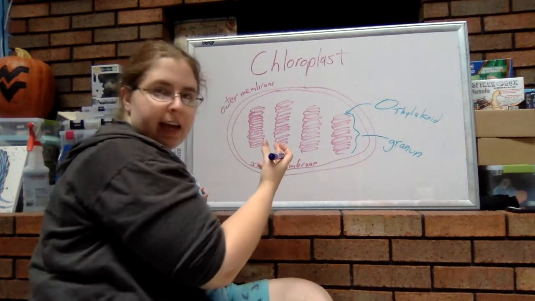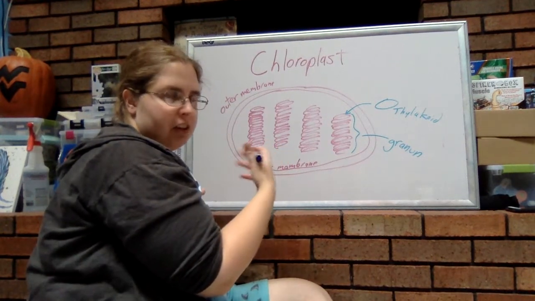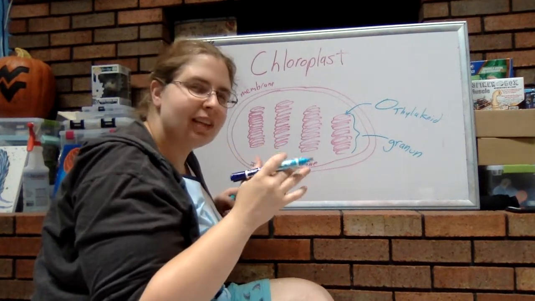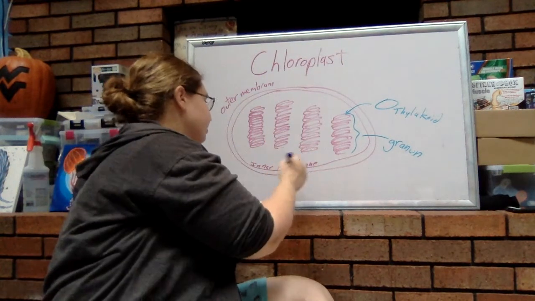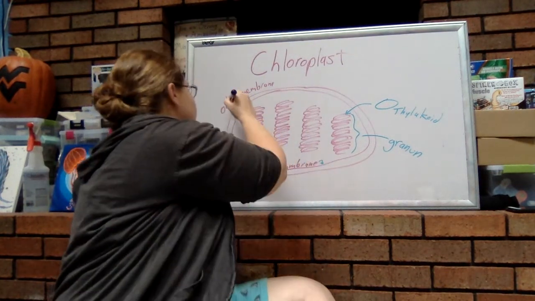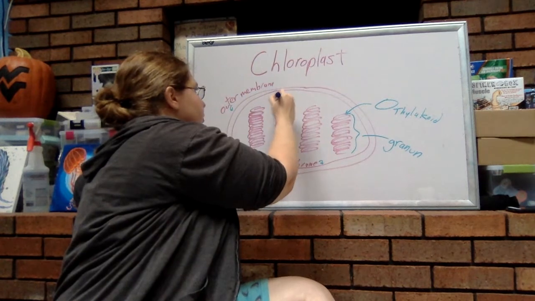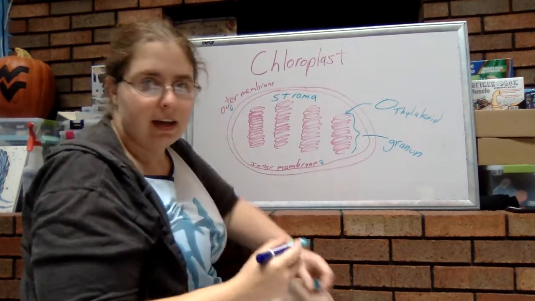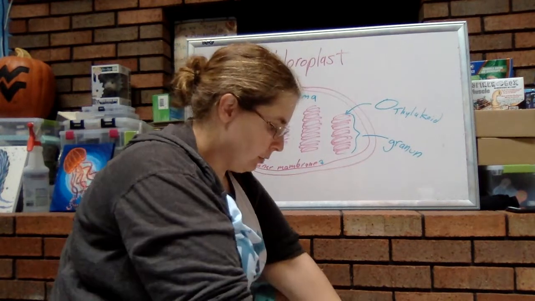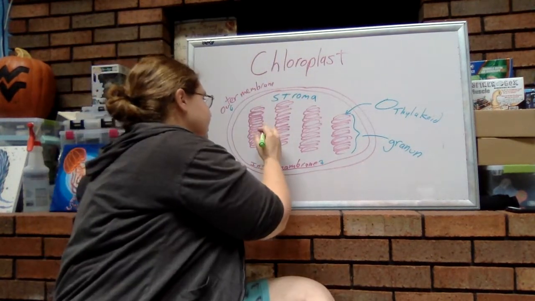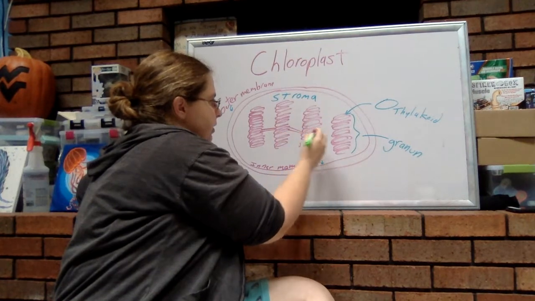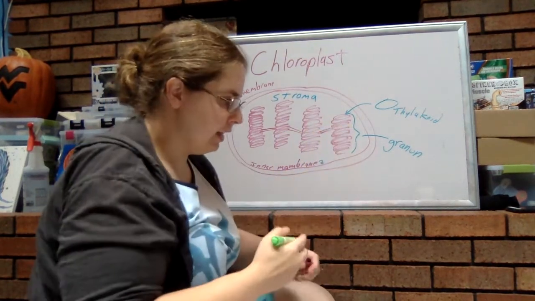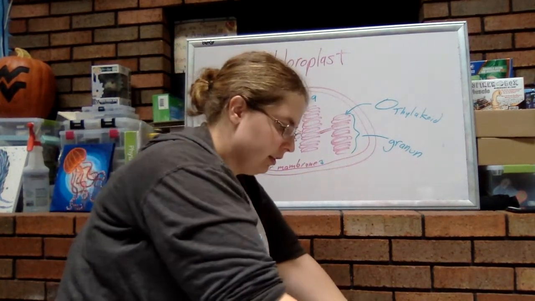The inside has a jelly-like substance similar to cytoplasm, but not exactly the same. And that's called the stroma. And then oftentimes there will also be these pieces connecting granums, and these are called lamella.